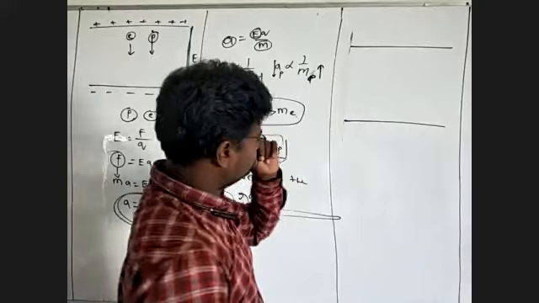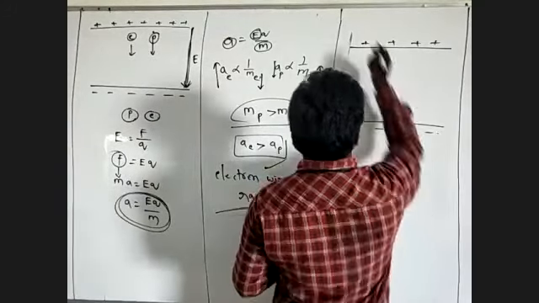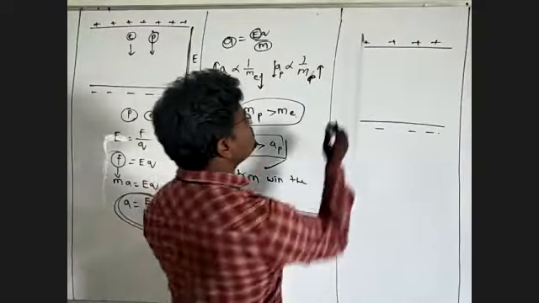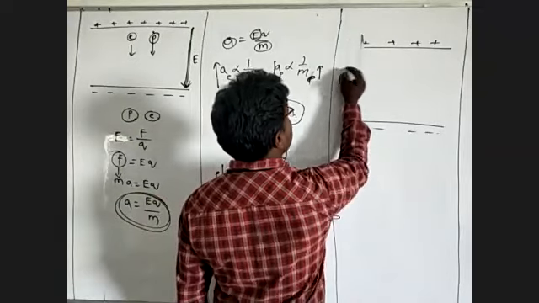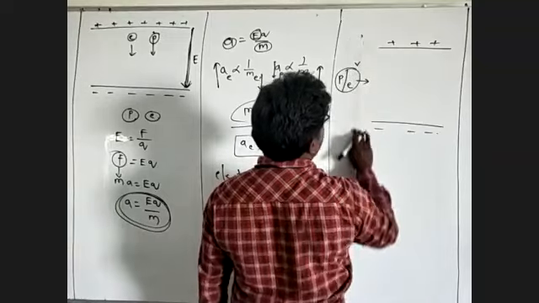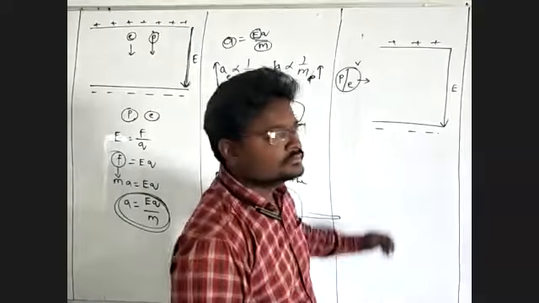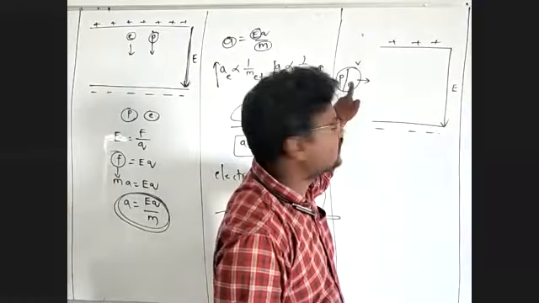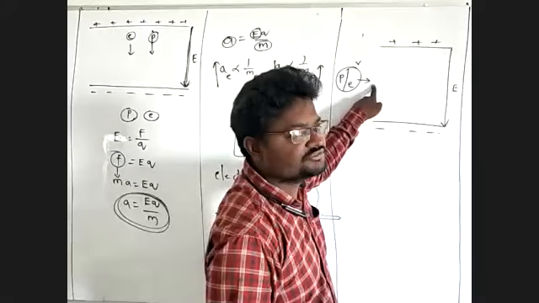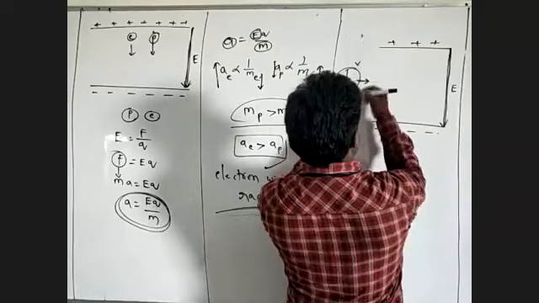Now the second point. This is a positive plate and a negative plate. Now you will see, this is a proton and an electron. Both are projected with a velocity v perpendicular to the direction of the electric field. Both charges are projected with speed v perpendicular to the electric field.